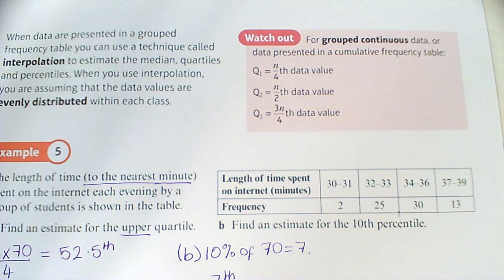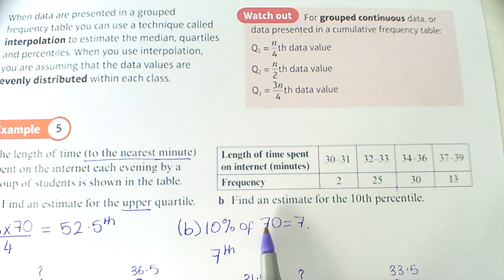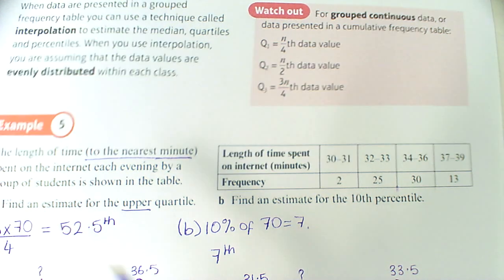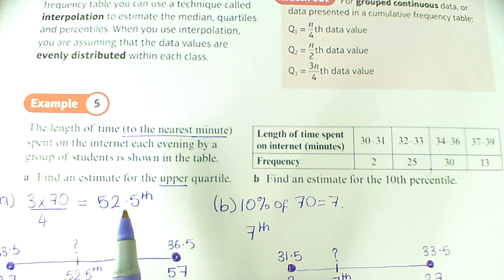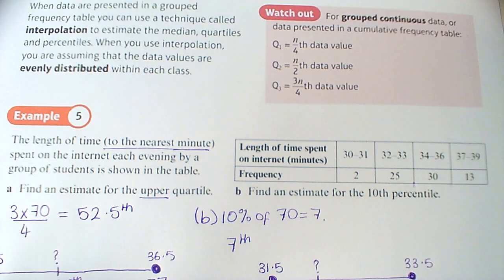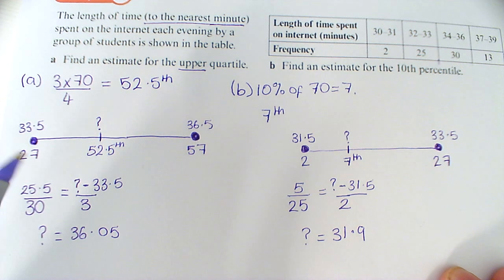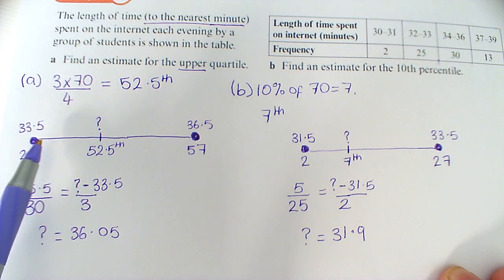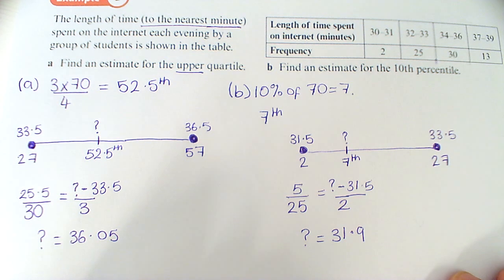That is the same for percentiles, which gives us a reason why, when we wanted the 10th percentile, we just use 7, not halfway between 7 and 8. And for the other one, why we use the 52.5th bit of data, not the 53rd. So I'm hoping that the idea of this scale helps with the understanding, and I wish you the best of luck.